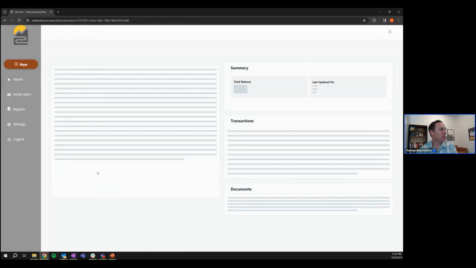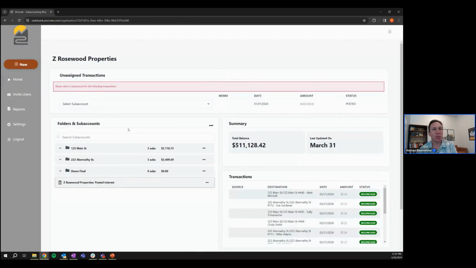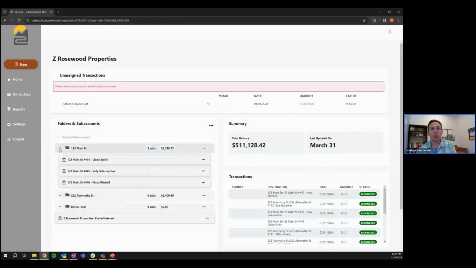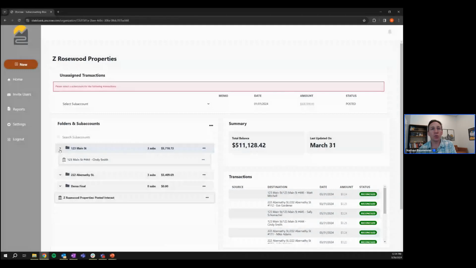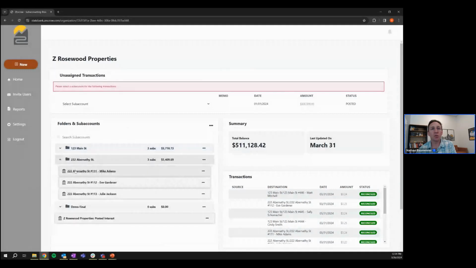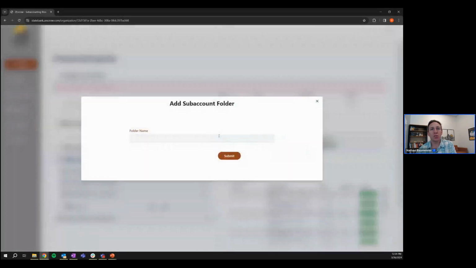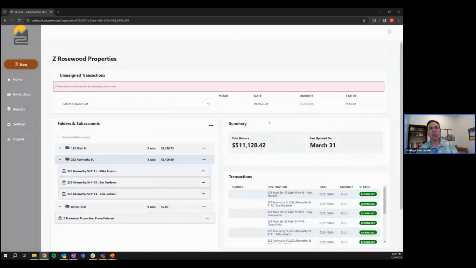And then just to give you another viewpoint, here's another one looking at Z Rosewood Properties. Let's say that this is one where they're using this for security deposits. In this case, you can see some folders that we've built out. So you have these folders for the property, and then when you look into those folders, you have the individual accounts for those security deposits. Super easy to add additional folders. You can just add a folder, name it whatever you want, and then you can add sub accounts into it. So again, super easy.